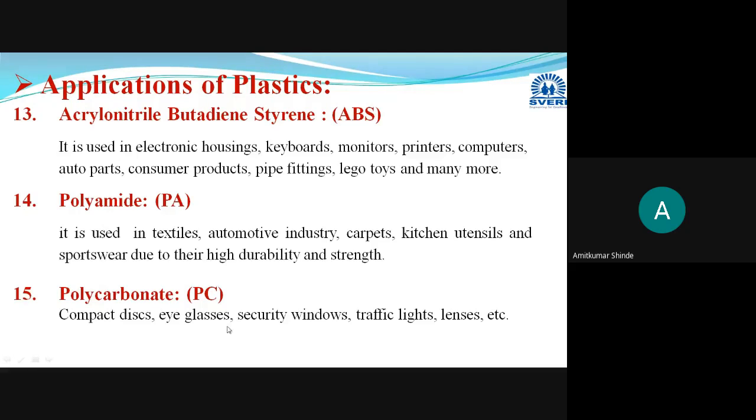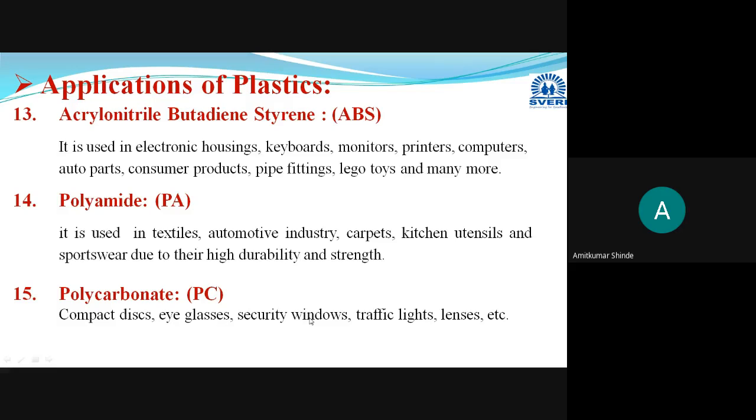Then polycarbonates, denoted by PC. Its specific application: nowadays, the specs you are wearing have lenses or eyeglasses. Those eyeglasses are manufactured with the help of polycarbonate. It is PC material. Eyeglasses, then different traffic lights, different lenses are there.